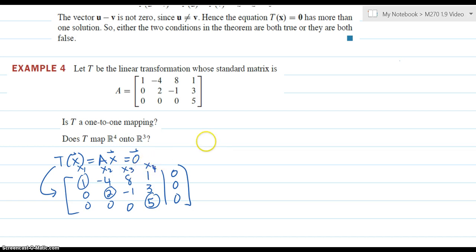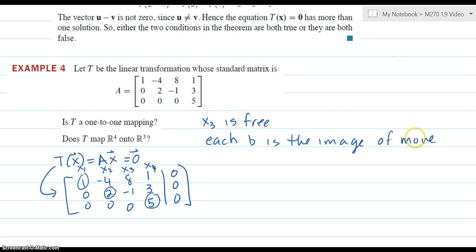Oops, let's call that X4. So we know that X3 is free. When there's a variable that is free, that means that there is more than one answer. So therefore each B is the image of more than one X. That is, T is not 1 to 1.